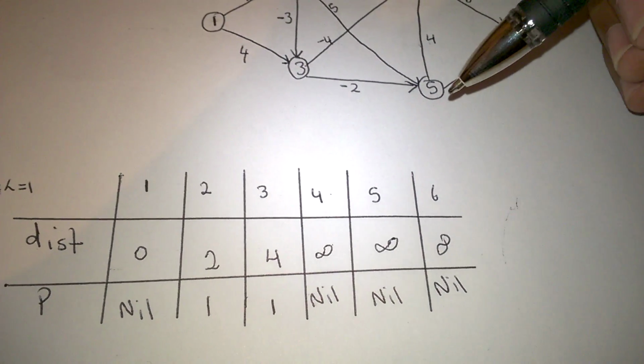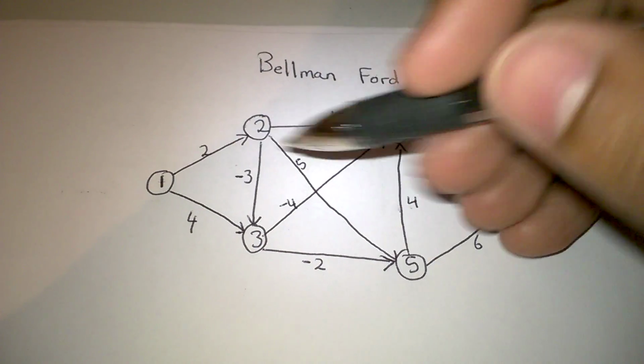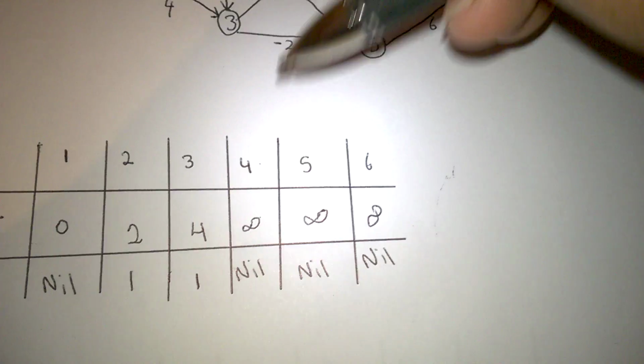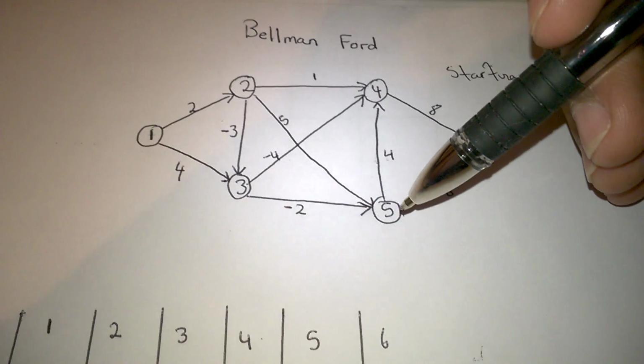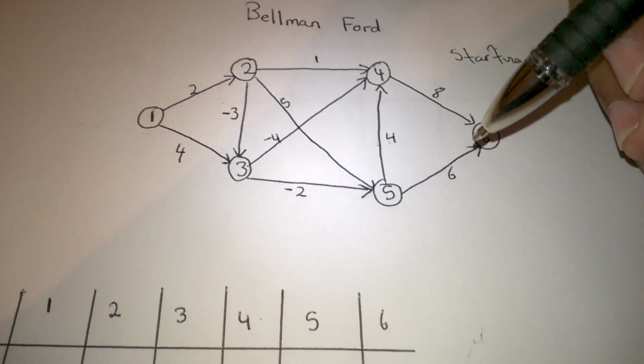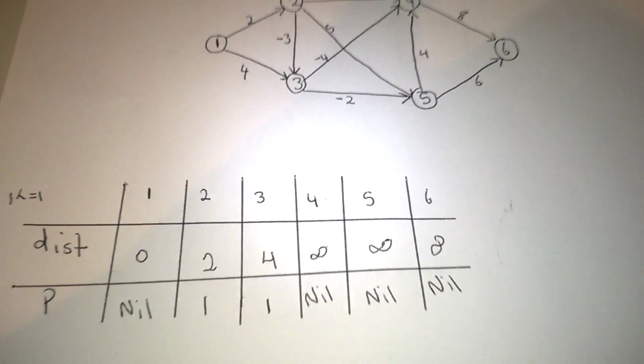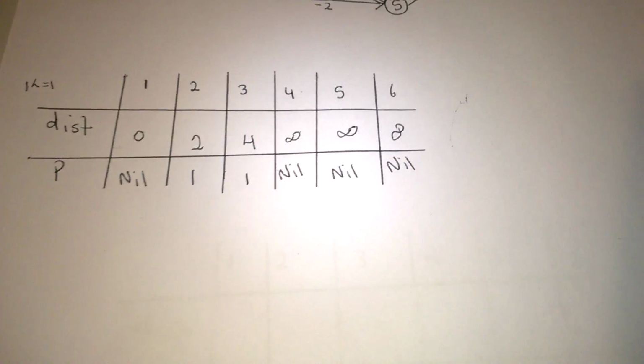Could we reach 4 from position 1? 4 is here and 1 is here. We can't reach it directly, so we put infinity. Could we reach 5 from position 1? No, we can't. Infinity again. And the same thing for 6. Now that is the easiest table in the Bellman algorithm. That is the initialization table.